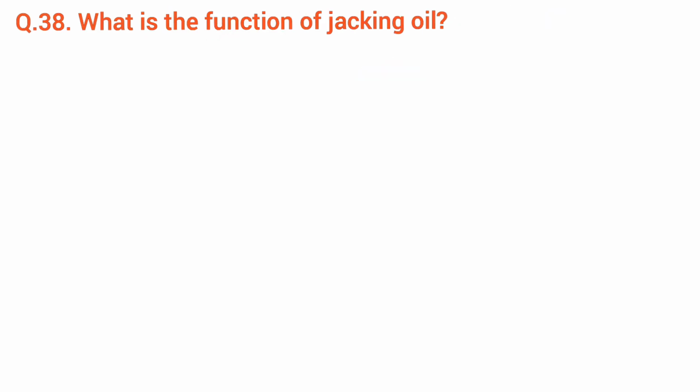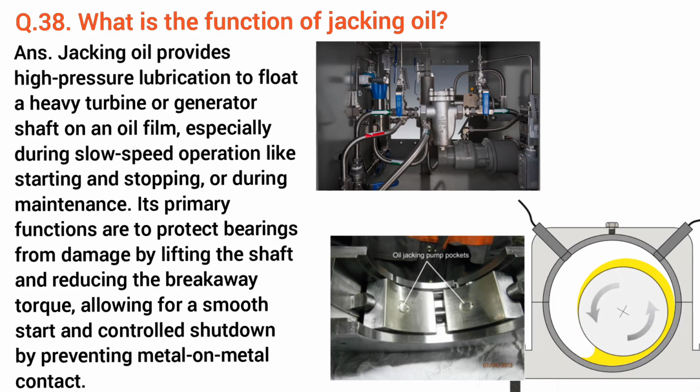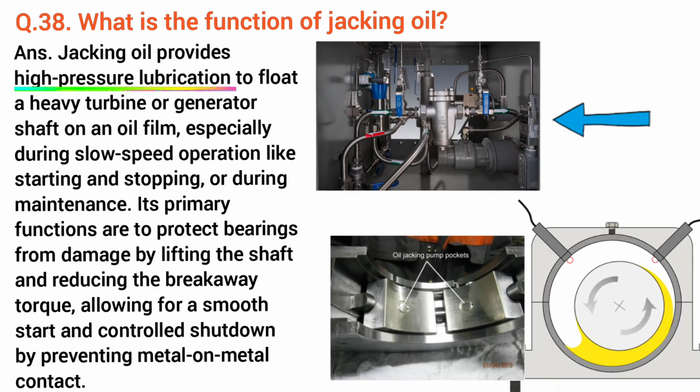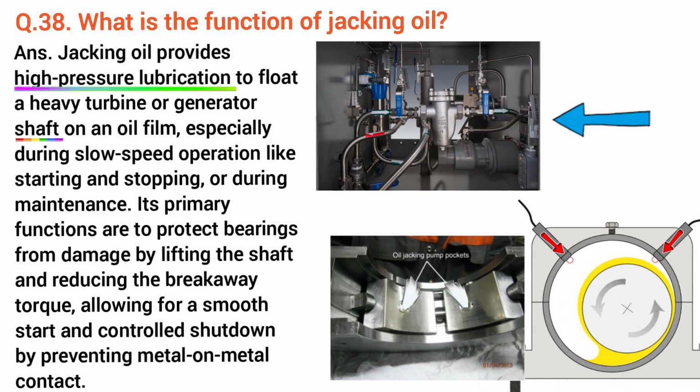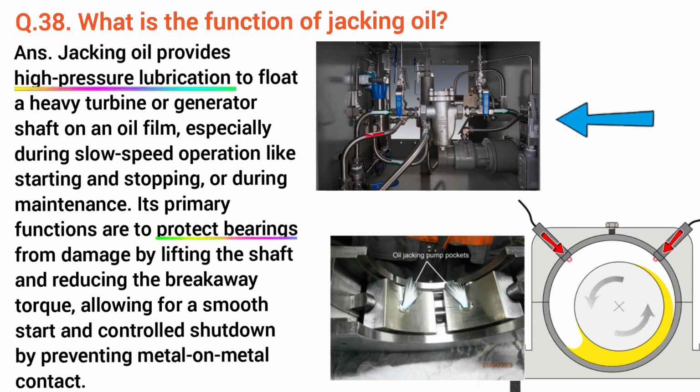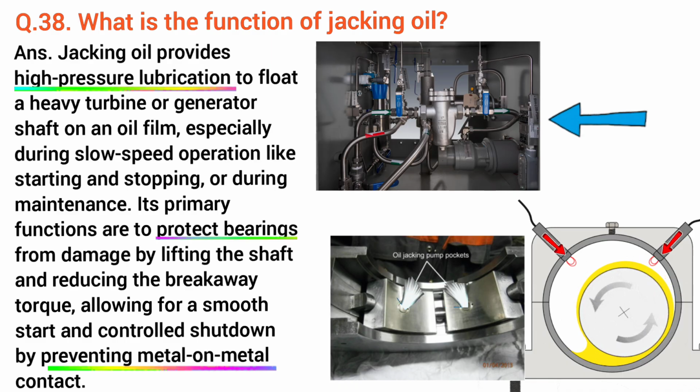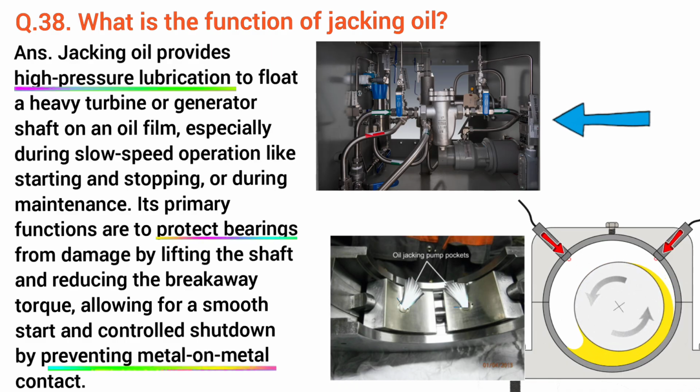What is the function of jacking oil? Jacking oil provides high-pressure lubrication to float a heavy turbine or generator shaft on an oil film, especially during slow-speed operation like starting and stopping, or during maintenance. Its primary functions are to protect bearings from damage by lifting the shaft and reducing the breakaway torque, allowing for a smooth start and controlled shutdown by preventing metal-on-metal contact.